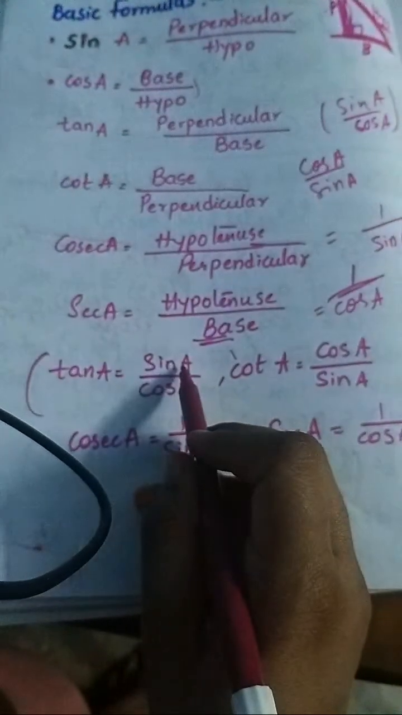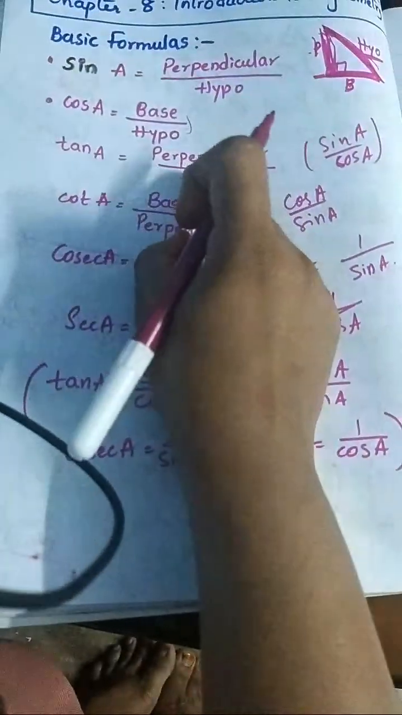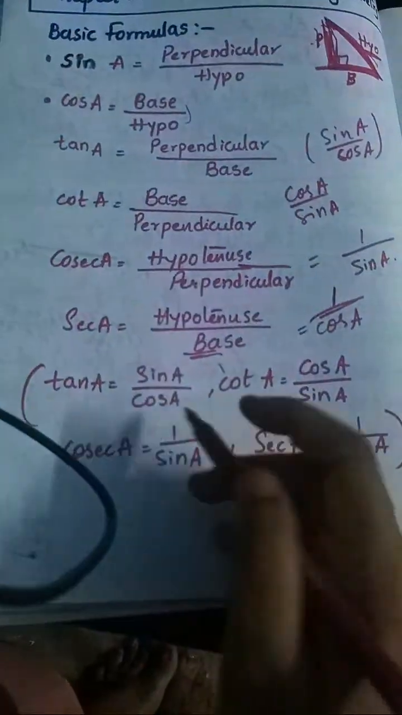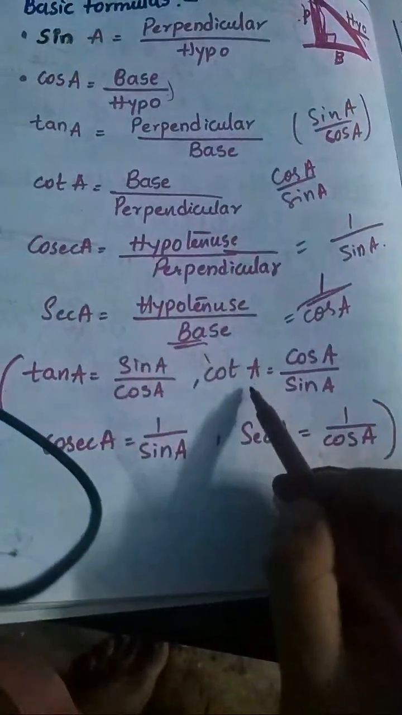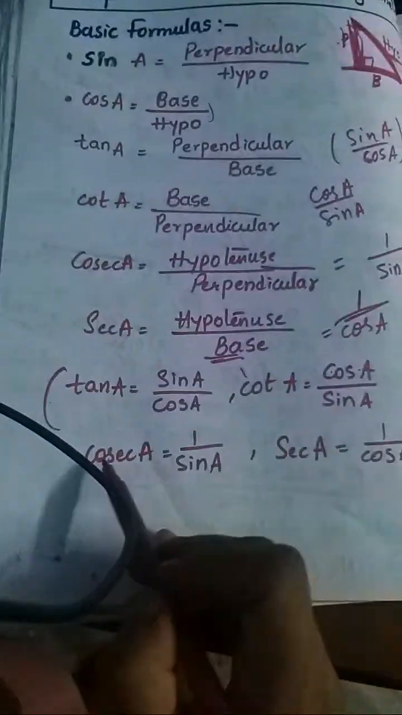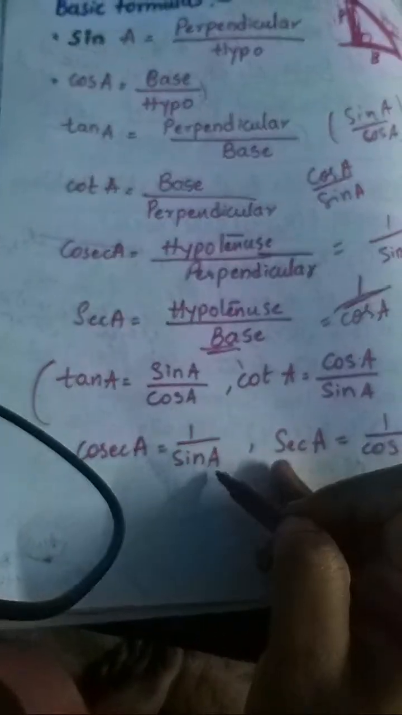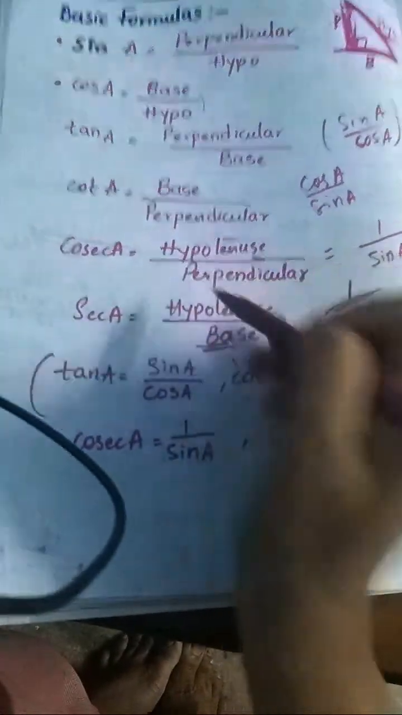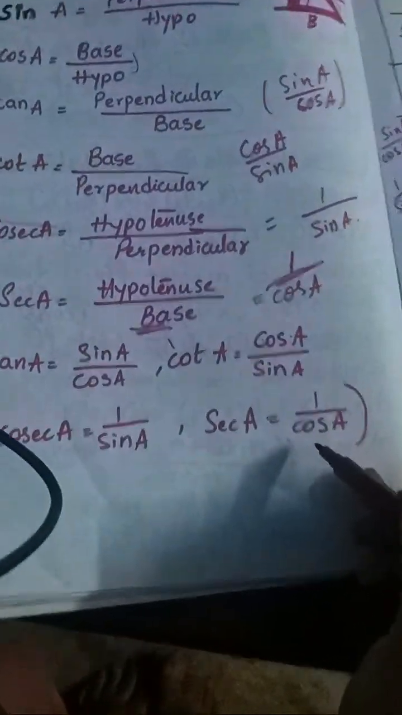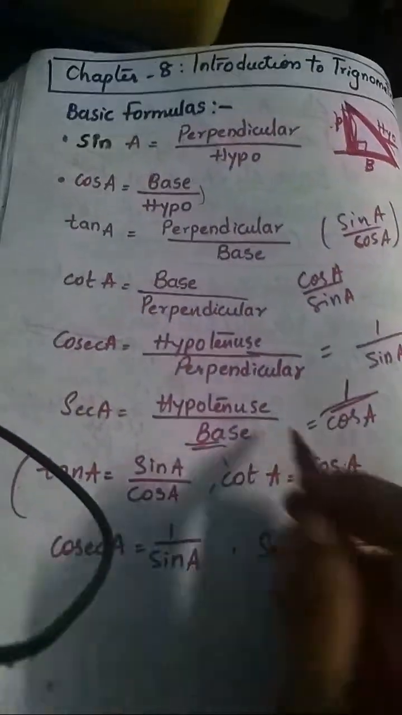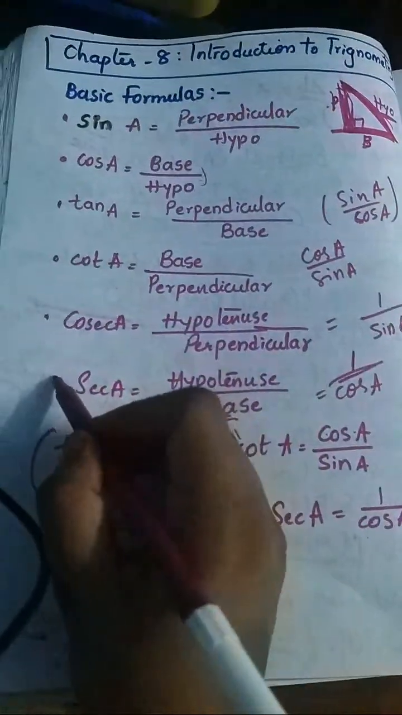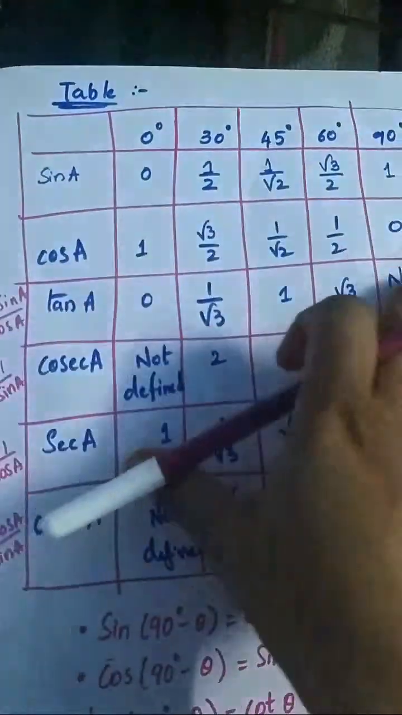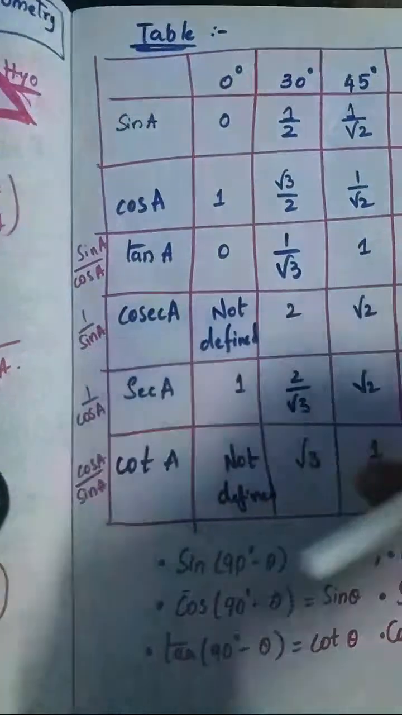Tan A means sin A by cos A. If you do not remember these formulas directly, we have to do sin A by cos A and we get the same value. Cot A means cos A by sin A. Cosec means 1 by sin A. Sec means 1 by cos. Okay, like this we have to remember the trigonometric chapter. It is a very important mark scoring chapter. In this we have to remember so many types of formulas.